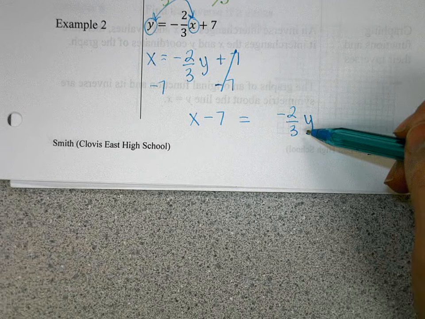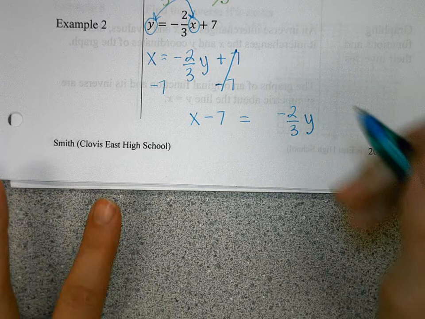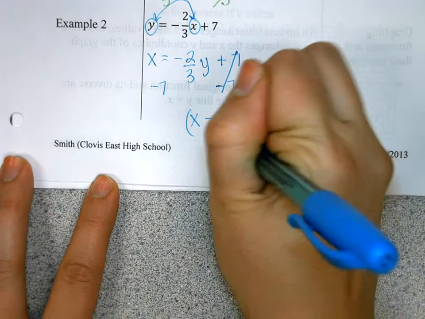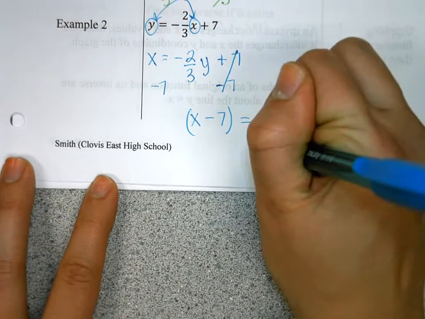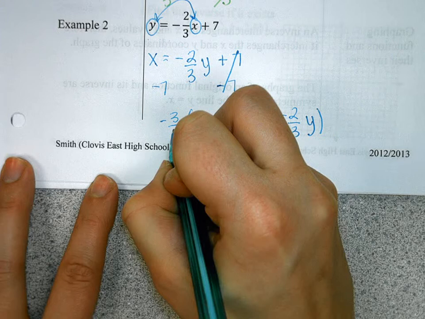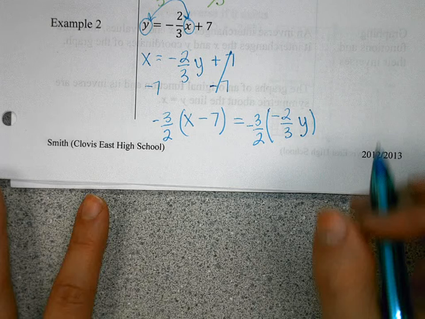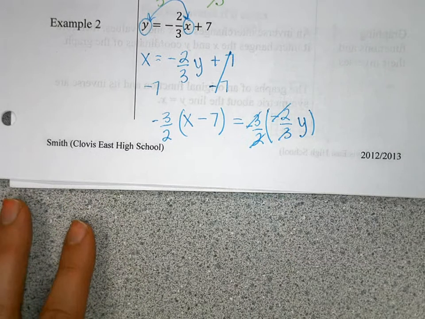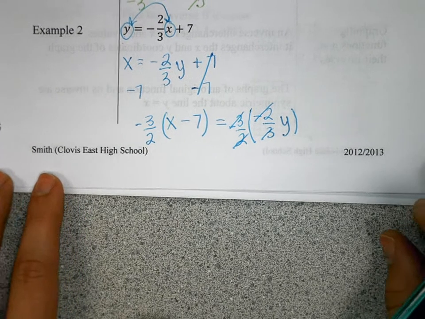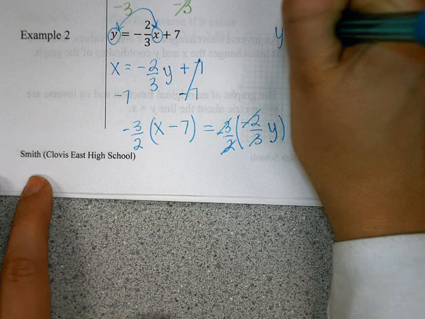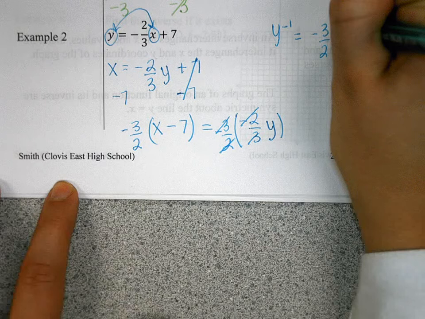I need to get rid of that negative 2/3. How would I get rid of a fraction? Multiply by the reciprocal. Does the reciprocal change the sign? No. So the reciprocal is going to be negative 3/2. So multiply both sides by negative 3/2. So the 3's cancel and the 2's cancel. So as my inverse, I'm going to get y inverse equals negative 3/2 times x minus 7.